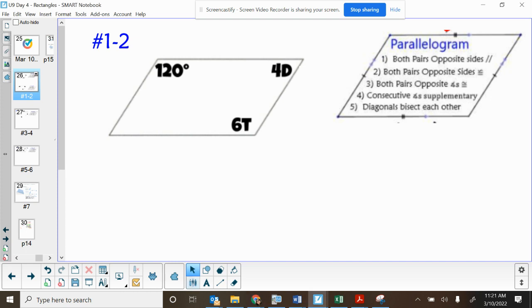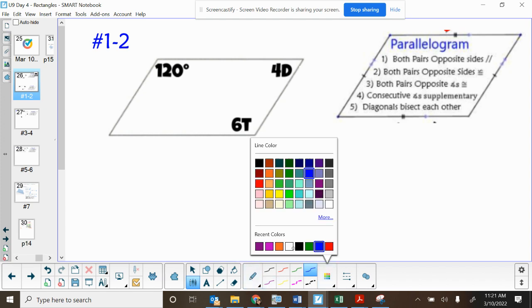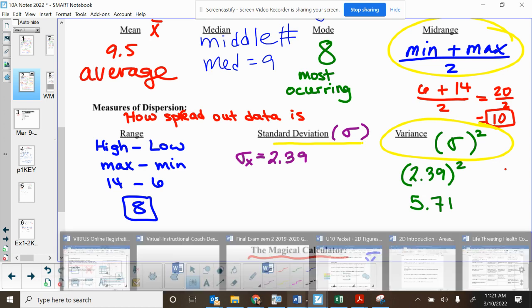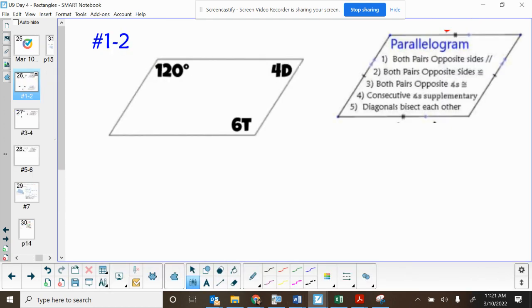Okay, for problems 1 and 2, we are looking at the parallelogram properties. And for problem 1, we are just going to look at what D is. So we'll forget about the 6T and we'll just look at how the 120 and the 4D are related.